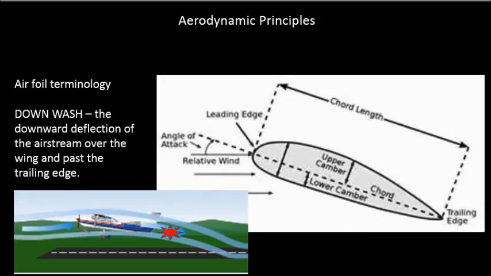Downwash. Downwash is the downward deflection of the airstream over the wing and past the trailing edge. So, boom, that's upwash, bang, downwash. So we can see the upwash and downwash here, and I put the little marker there.